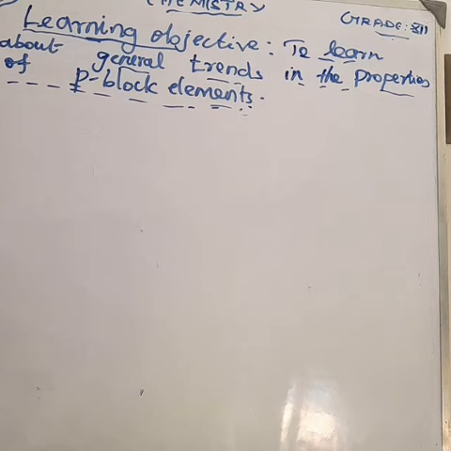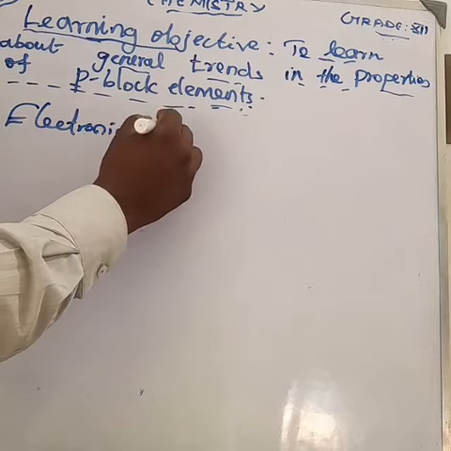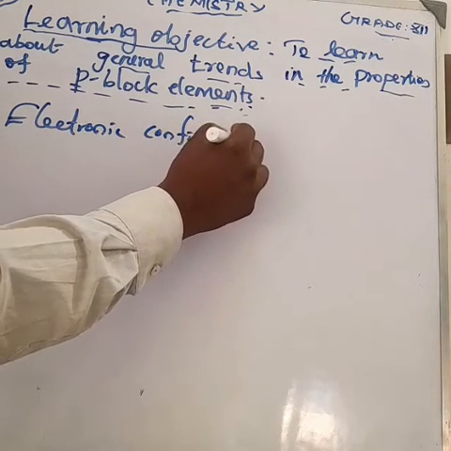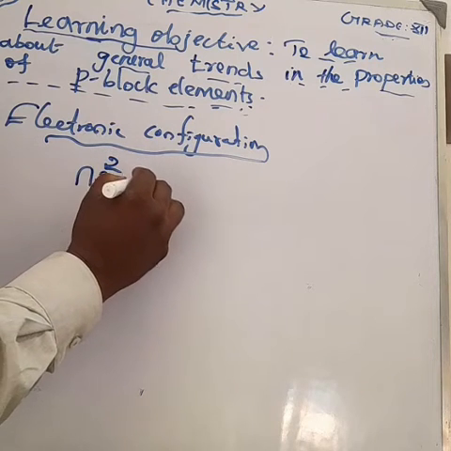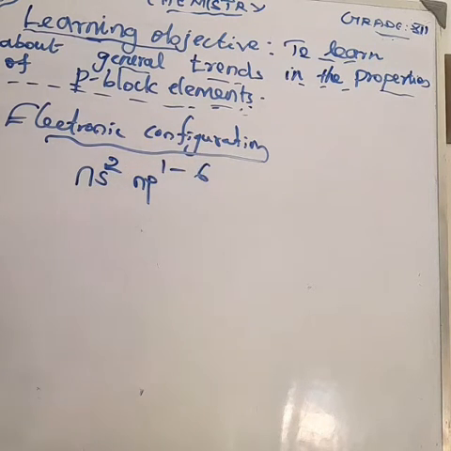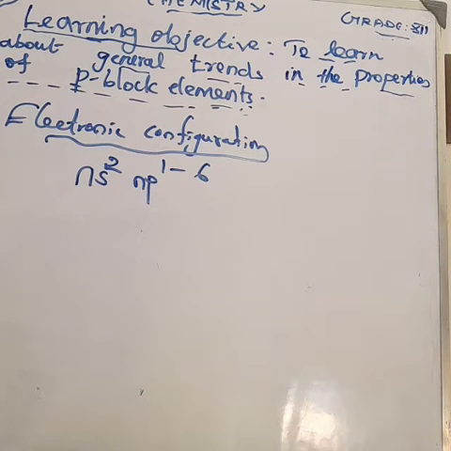Group number 15. Okay. So, how will you write the electronic configuration and oxidation state of the P block elements? First you have to discuss the electronic configuration of P block elements. My dear children, the P block elements have the general electronic configuration ns2 np1 to 6. Can you understand me? What is the general electronic configuration? ns2 np1 to 6.